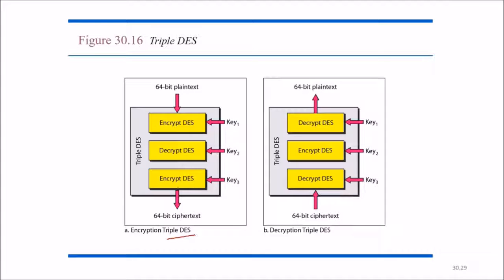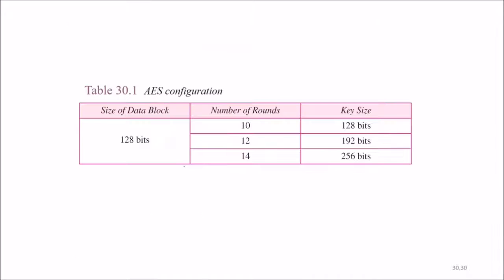How do we use triple DES? First, we encrypt using DES. We apply a key to decrypt with DES. Then we again encrypt with DES. Then we get the 64-bit ciphertext. And the decryption, of course, is done in the reverse manner in which we have received this.